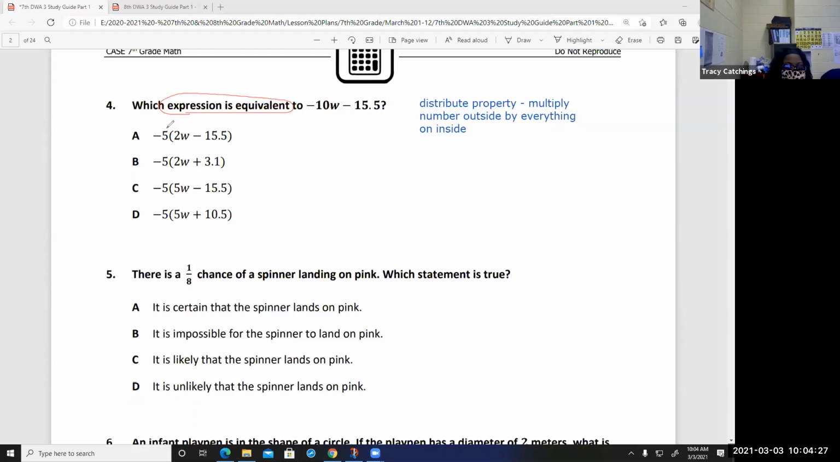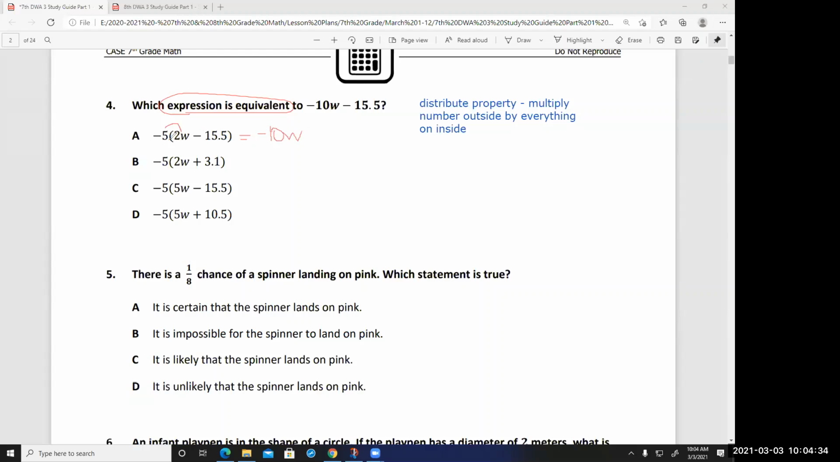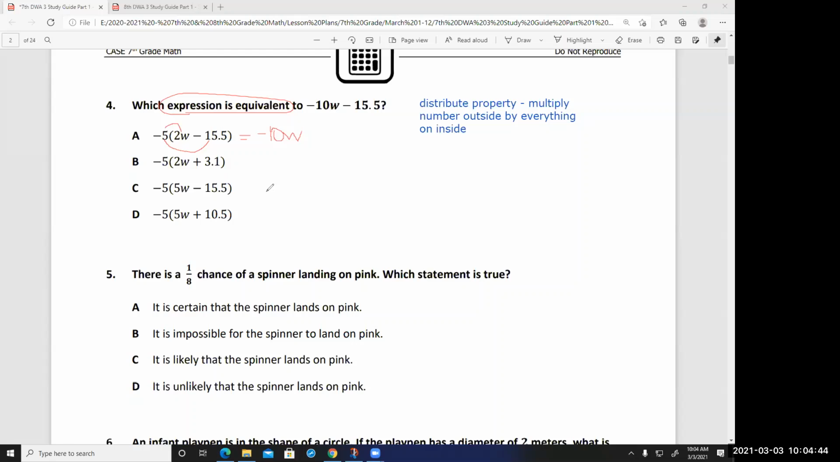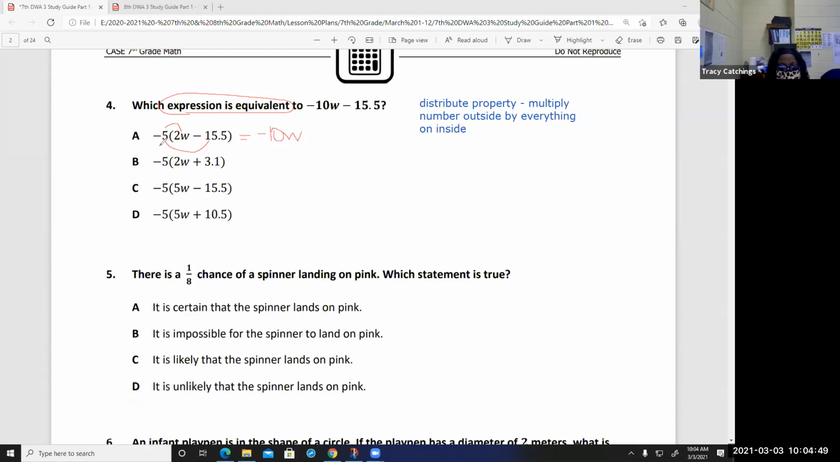So let's start with looking at A. What's negative 5 times 2W? Good job, negative 10W. And then what's negative 5 times negative 15.5? Multiply. Negative 5 times negative 15.5. Negative 77.5. It actually should have been positive because a negative and a negative is a positive.